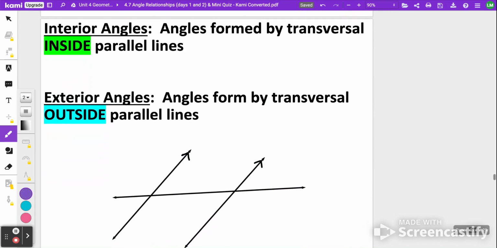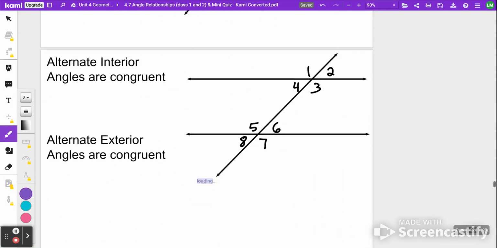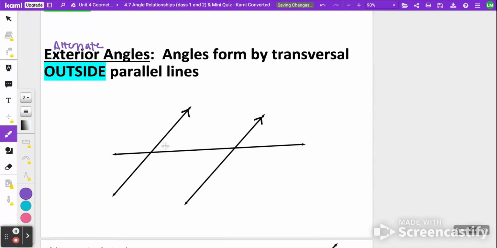The final piece of information we will talk about today are alternate interior and alternate exterior angles. Alternate interior angles are angles formed by the transversal inside the parallel lines, and exterior angles will be the ones that are formed outside. Okay, so alternate interior, we're going to call those AIA and AIA.